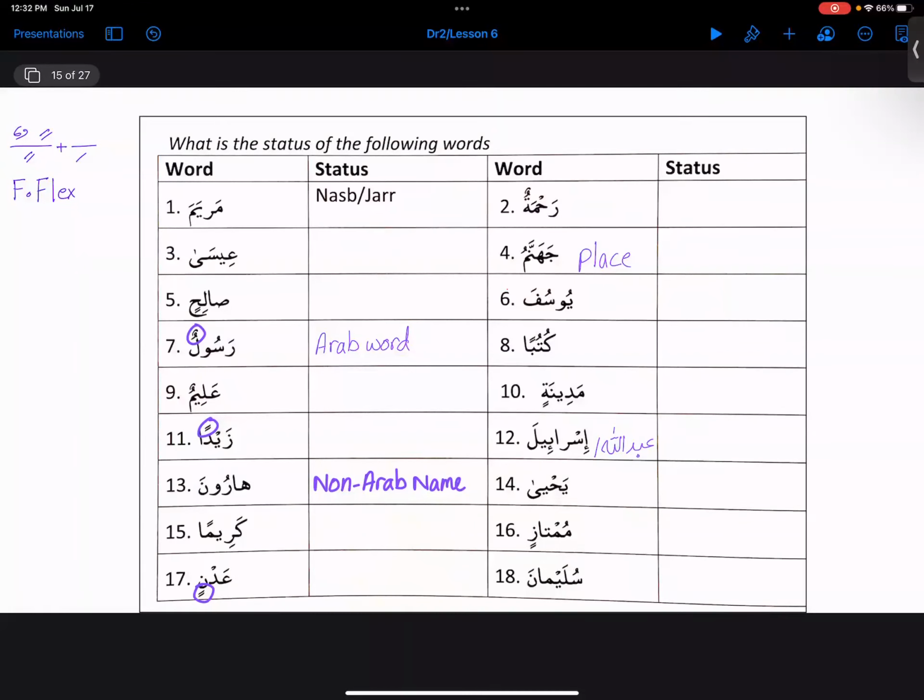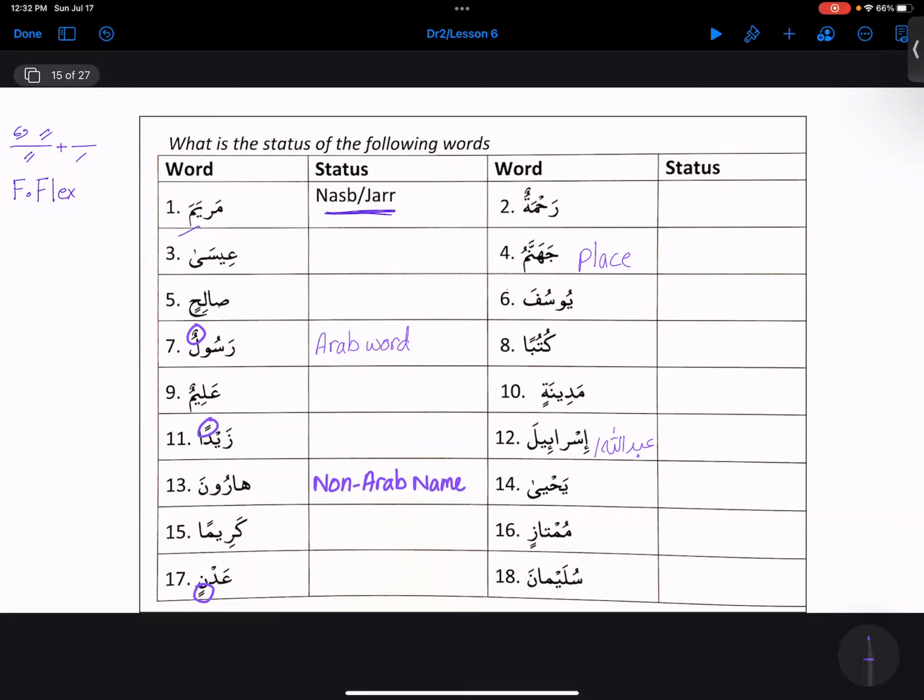Maryama. Now, what do you think about this word when you hear Maryama? What status and what kind of flexibility? Hardly flexible. Maryama. This is partly flexible because this is the name of a lady, and it could be nasab and jar. Do not say this is nasab only, because we know partly flexible is not going to take kasra.